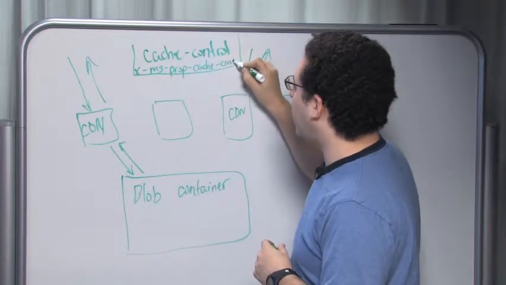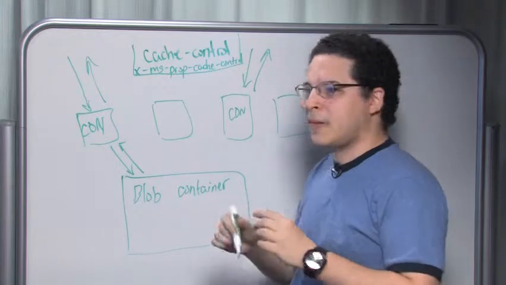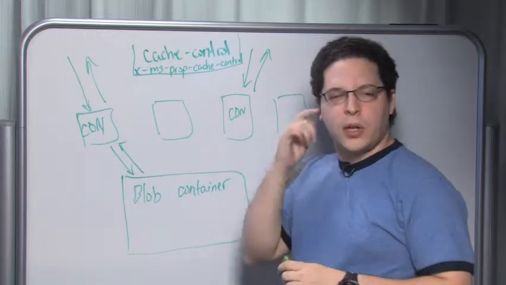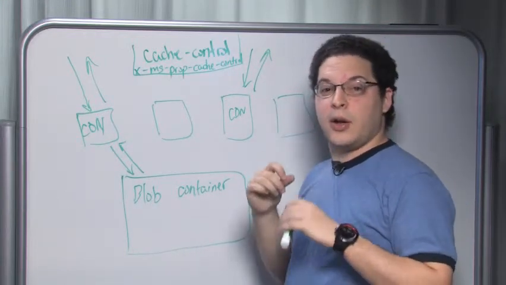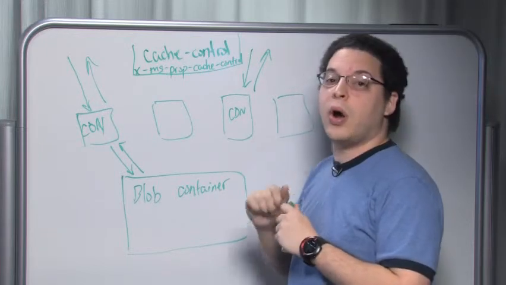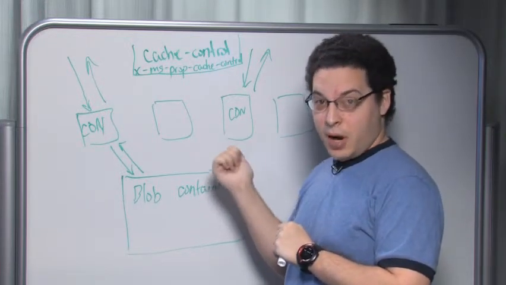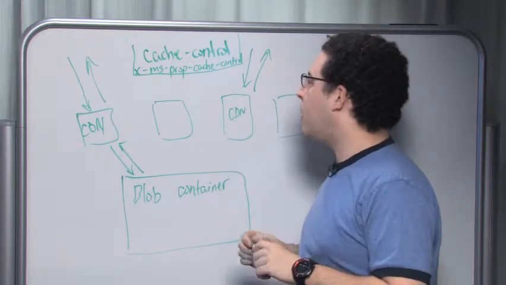I sure hope I got that right. It's an x-ms header. It's pretty easy to find. You'll find it if you look for the documentation on Put Blob or on Set Blob Properties. Then you'll find the name for this.